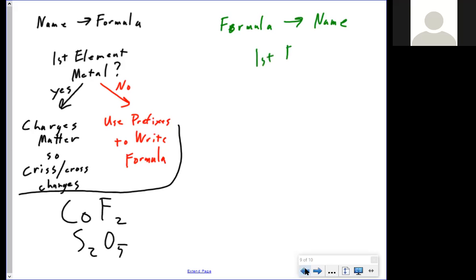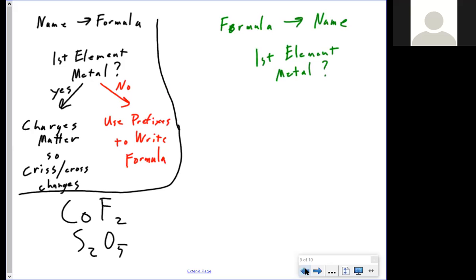Wait, which one are we doing first? Either one. For CO, yes it is. For COF2, for CO it is, and for S, it's not. Okay. So make some nice little demarcation there.